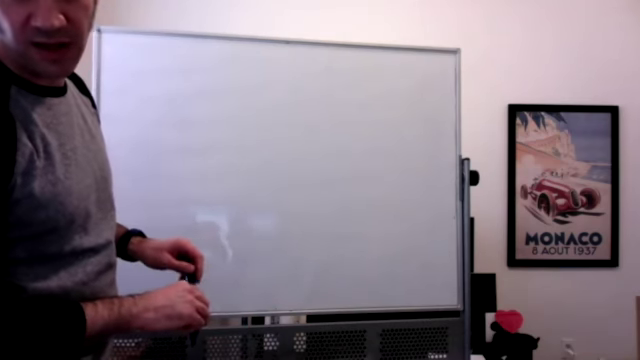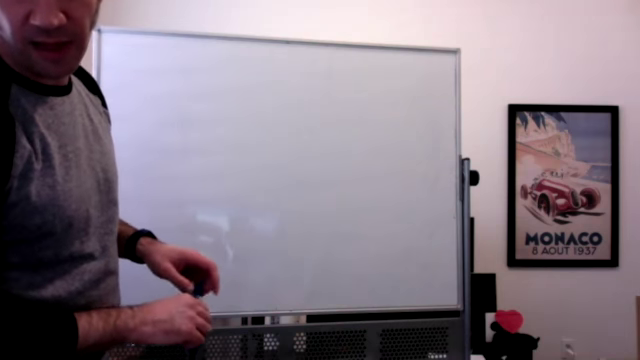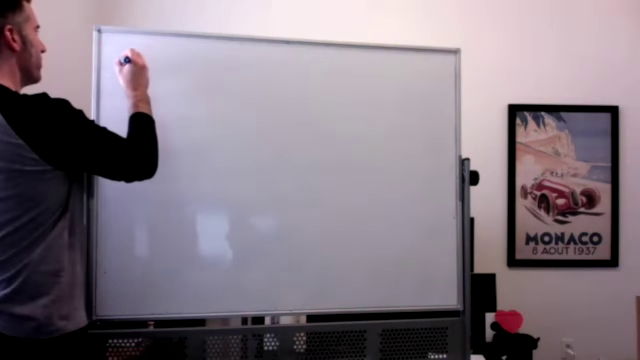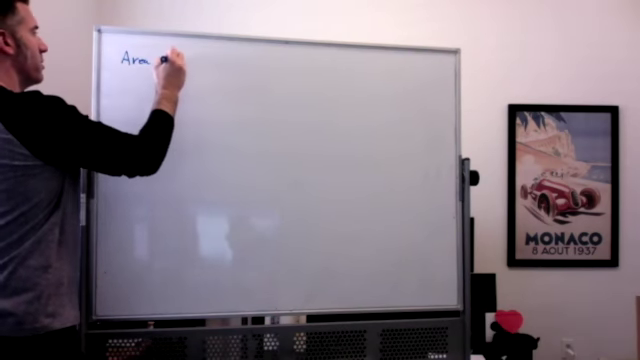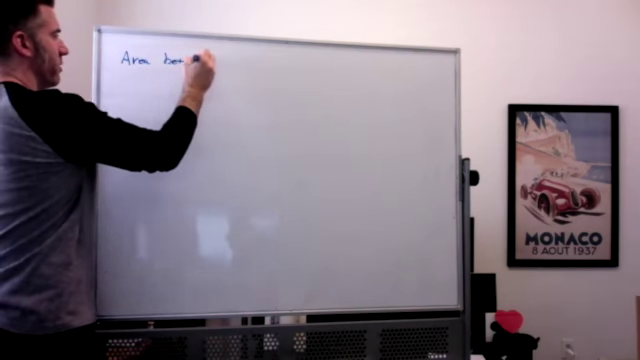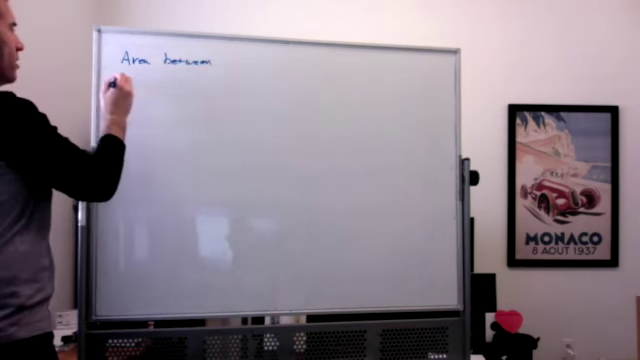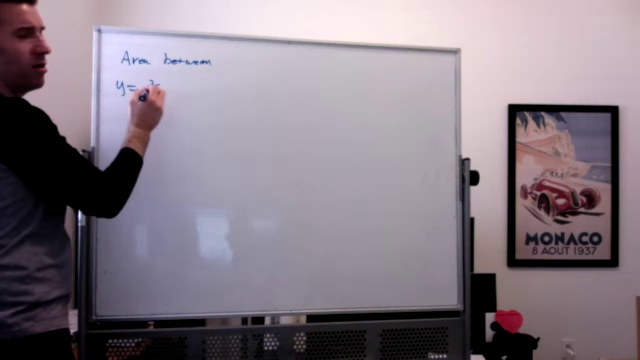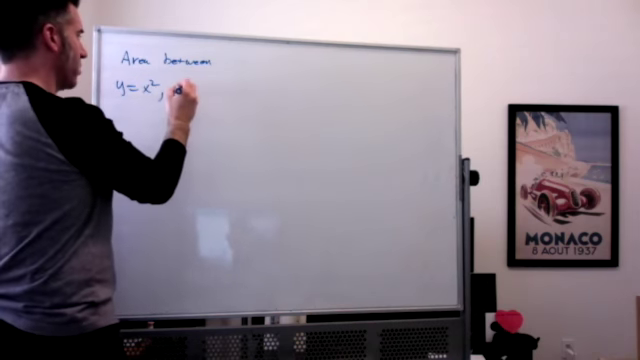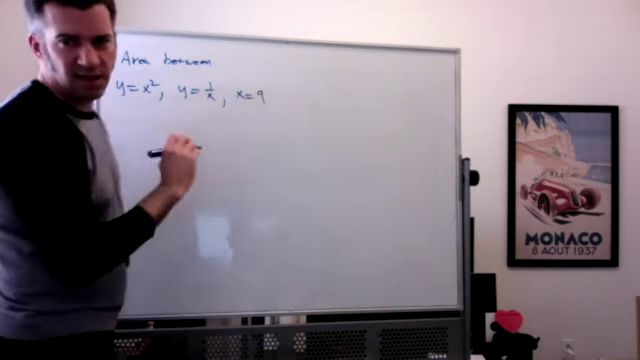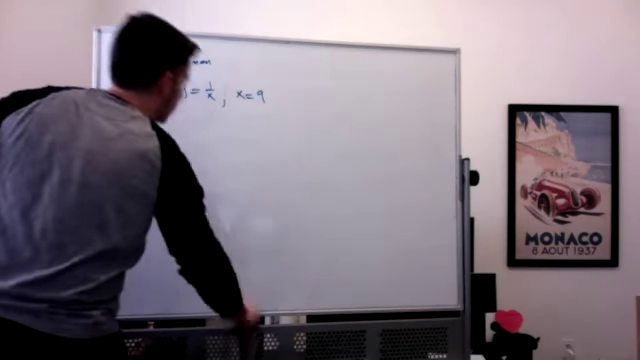So let's set up the integral for the area between, what have I got here? So this is going to be a little bit more complicated. y equals x squared, y equals 1 over x, and also x equals 9, y equals 9.